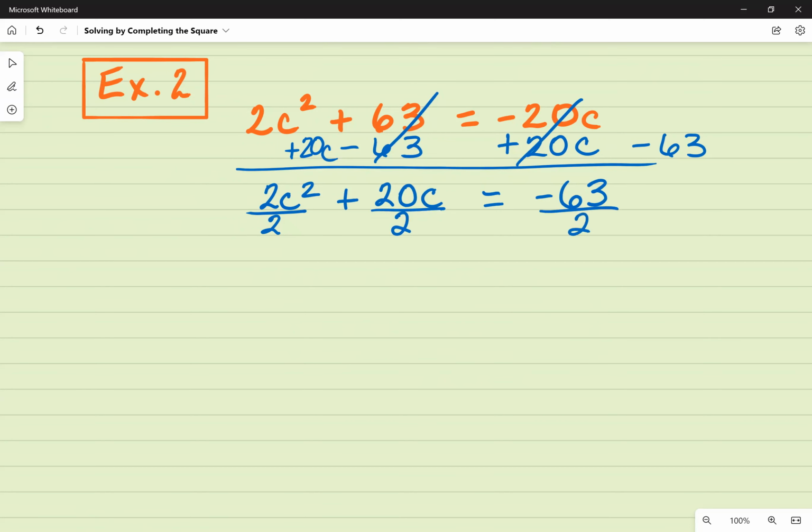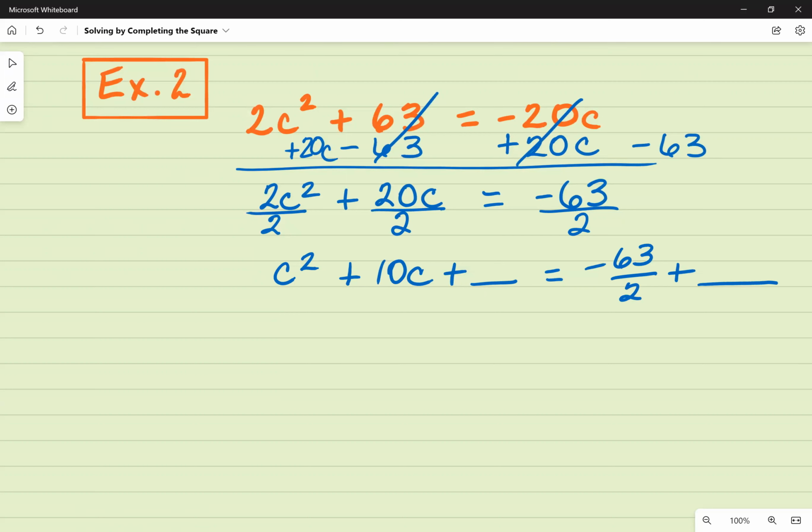and I'm going to go all the way across. Even though negative 63 is not divisible by 2, that just means I'll have to work with the fraction. So now I no longer need the 2, but I have to simplify my fractions. And so for my first one, I'm left with c squared plus 10c. And since my leading coefficient is 1, I'm going to go ahead and add that plus blank is equal to, and then I can't simplify negative 63 divided by 2, but I still have to balance my equation, plus blank.